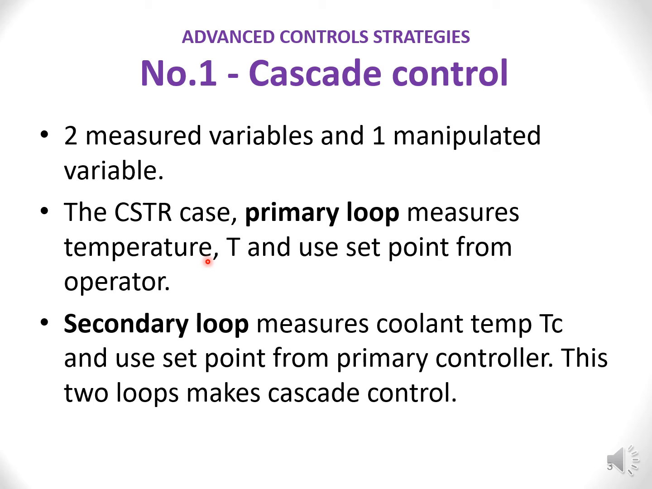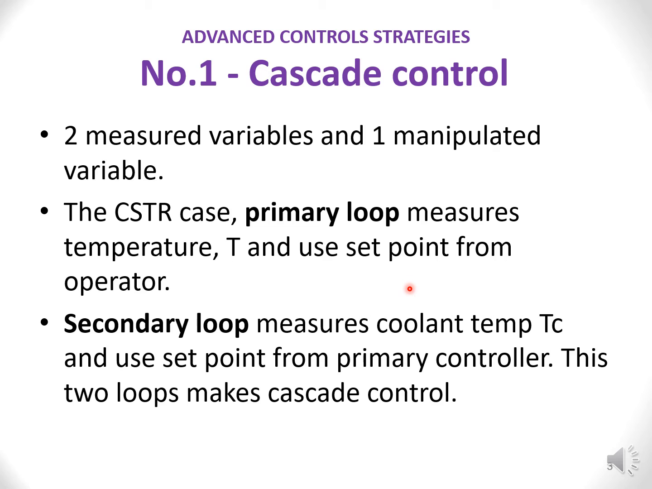the outer loop is the primary loop, which measures temperature and uses the set point from the operator. You decide the temperature of the reactor, because that's the main primary loop, that's the main temperature you want to control. And inside there we also have the secondary loop, which measures the coolant temperature and uses the set point from the primary controller, and these two loops make what we call cascade control.